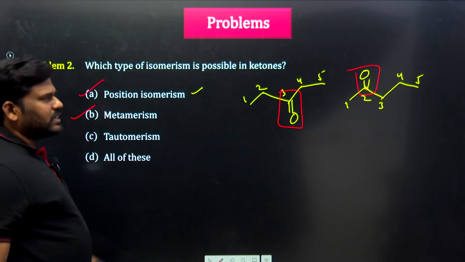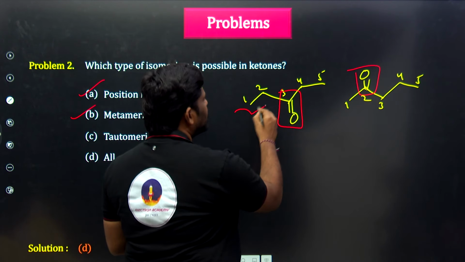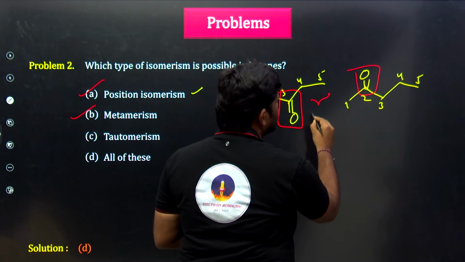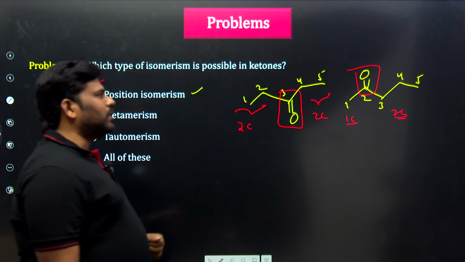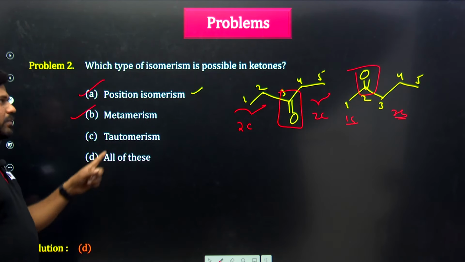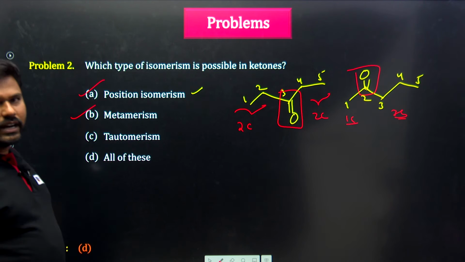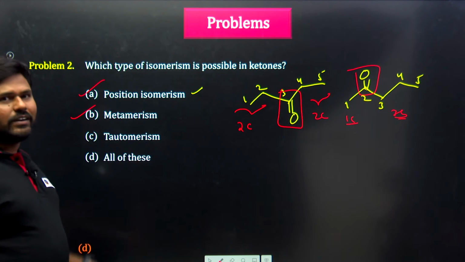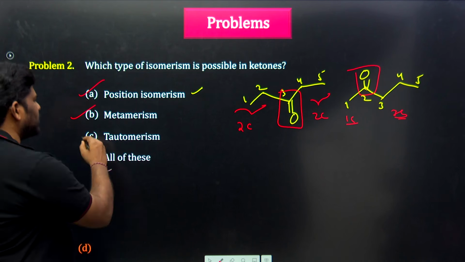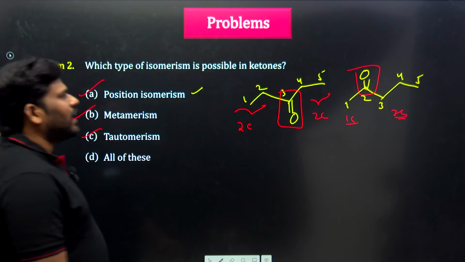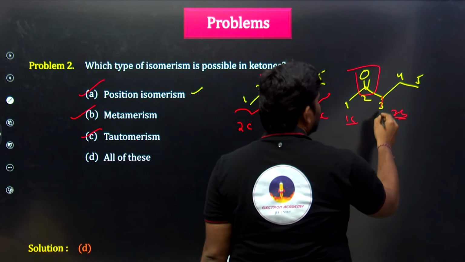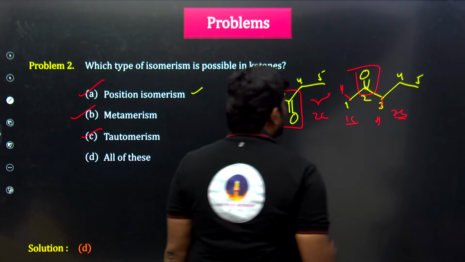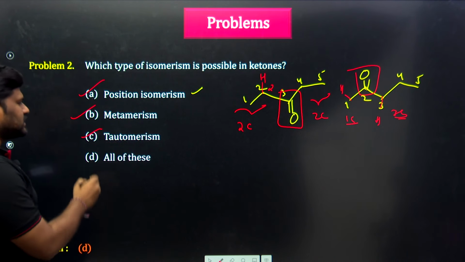Metamerism we already know, this is also metamers. How can you check? Left side 2 carbons, right side 2 carbons; here left side 1 carbon, right side 3 carbons around the C double bond O group. These are also known as metamers, as we just learned. Tautomerism is also there, which we will check next. If there is an alpha hydrogen, it shows tautomerism. So metamerism and tautomerism are also present. Next session we will discuss.